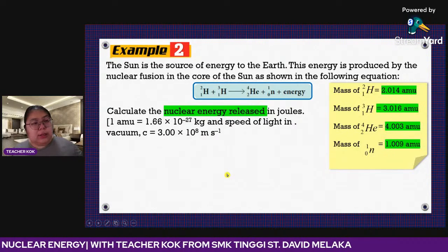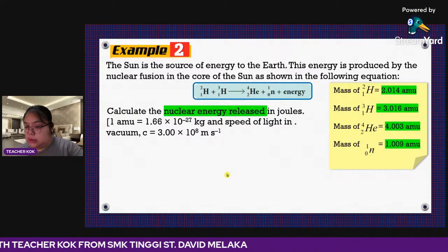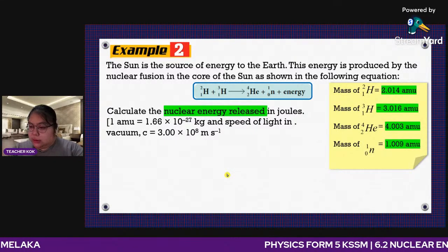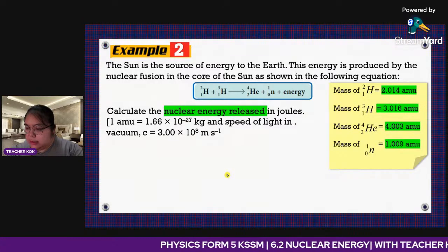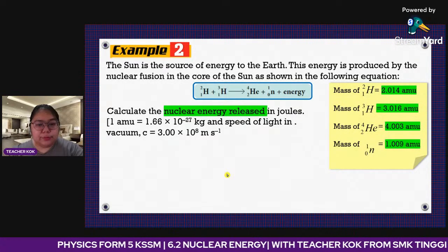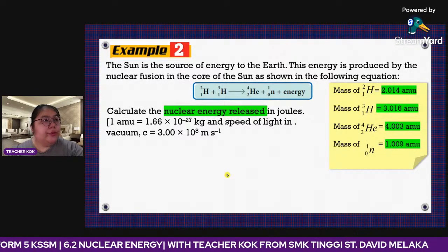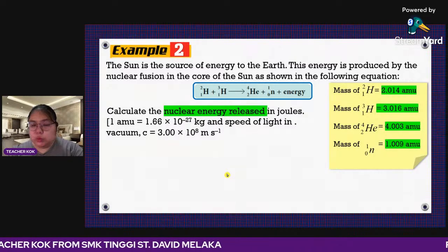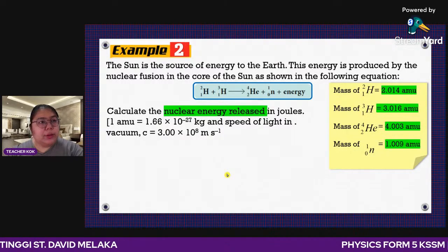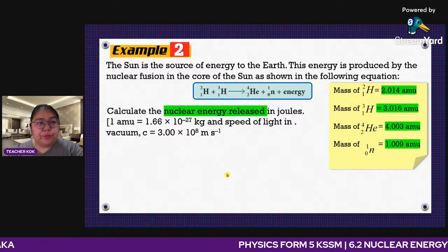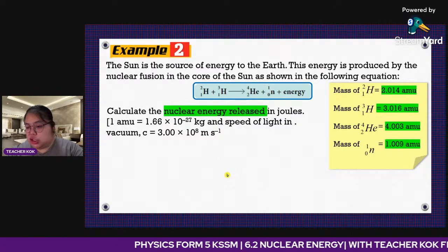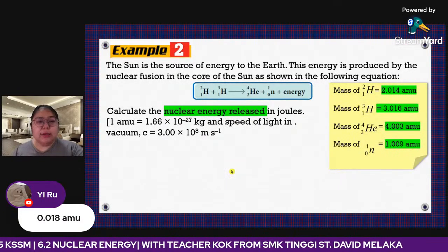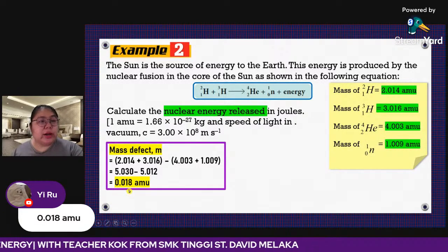Okay, anybody? Give me the answer in AMU first. Lincoln, you can start already. We wait for the students to give me the answer for example 2. Anybody here? They already got it, so you just type. You got 0.018, must be full, don't cut. So you show 0.018 AMU.